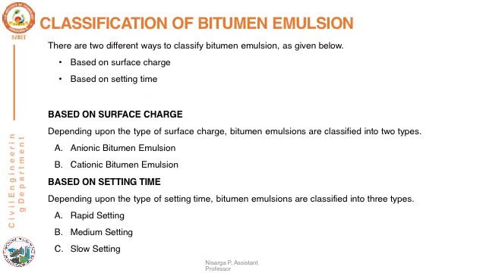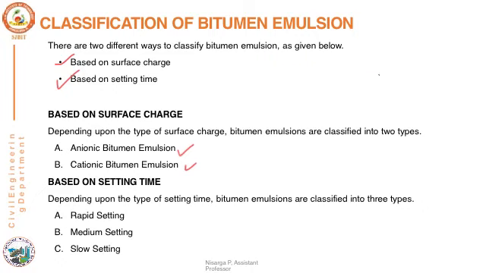The next topic is the various types of bituminous emulsion. We can classify the bituminous emulsion in two different ways. The first classification is based upon the surface charges, and the second classification is based upon the setting time. We'll take them up one by one and see the various types of bituminous emulsion. The first classification is based upon the surface charges. Depending upon the surface charges, we can classify the bitumen emulsion as anionic emulsion or cationic emulsion.